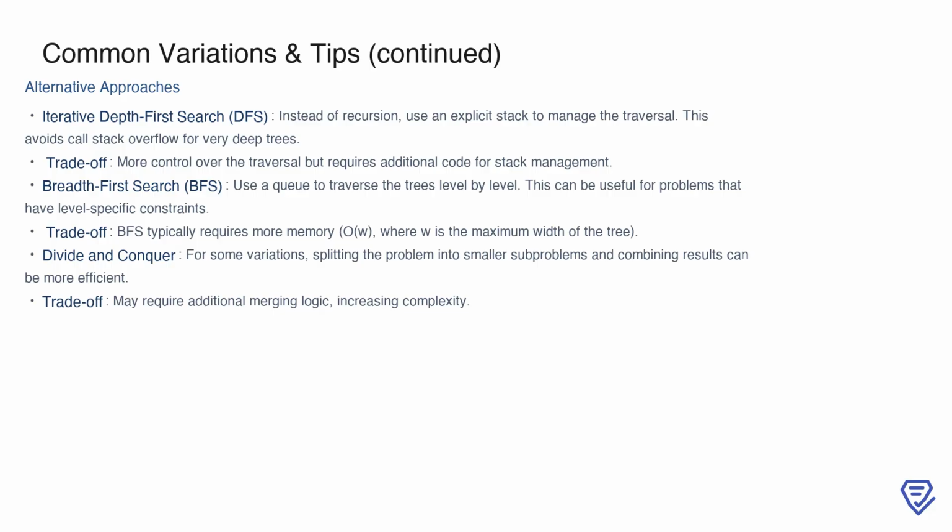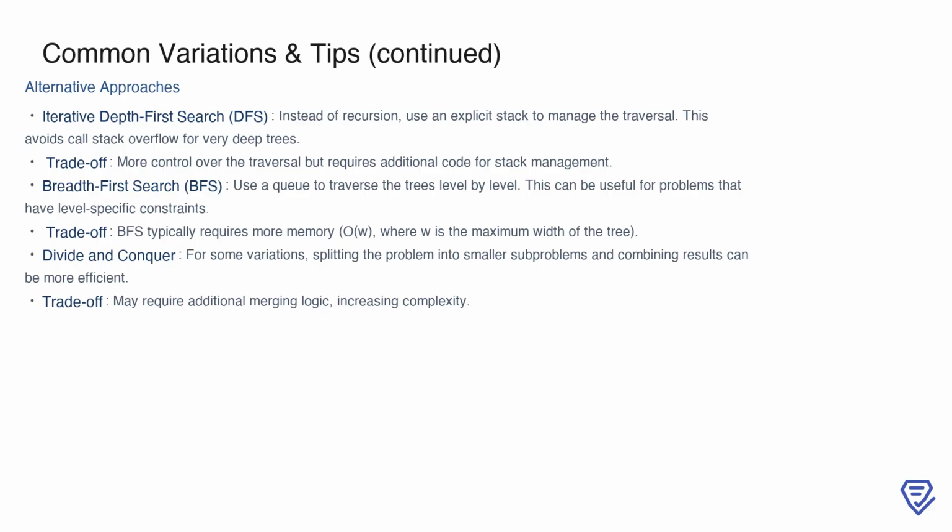Another approach is breadth-first search, which uses a queue to traverse the tree level by level. This can be particularly useful for problems with level-specific constraints, but it typically requires more memory, as the space complexity is O(W), where W is the maximum width of the tree.